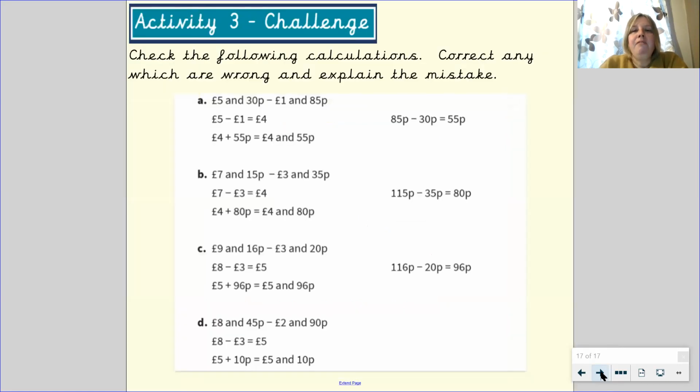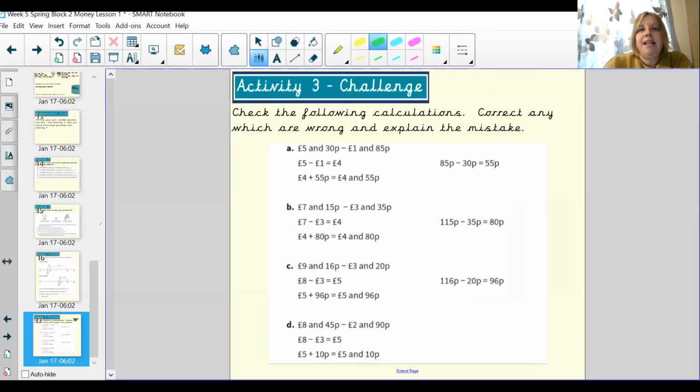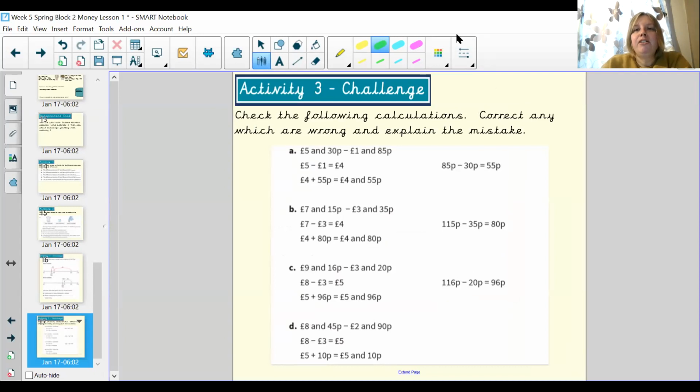Then you've got some calculations to correct. So you've got to be the teacher. You've got to look at them and find out whether they're correct or incorrect. If they are wrong, you need to write the calculation correctly. Remember to upload your work onto Tapestry for me to see how you have got on.